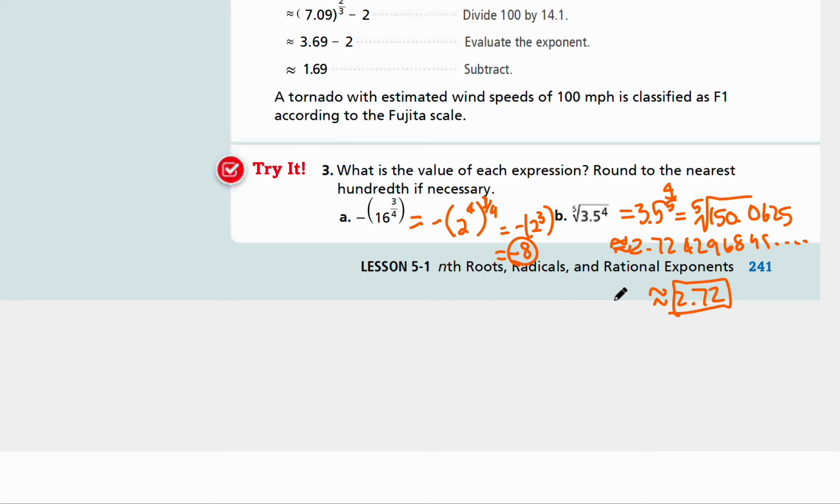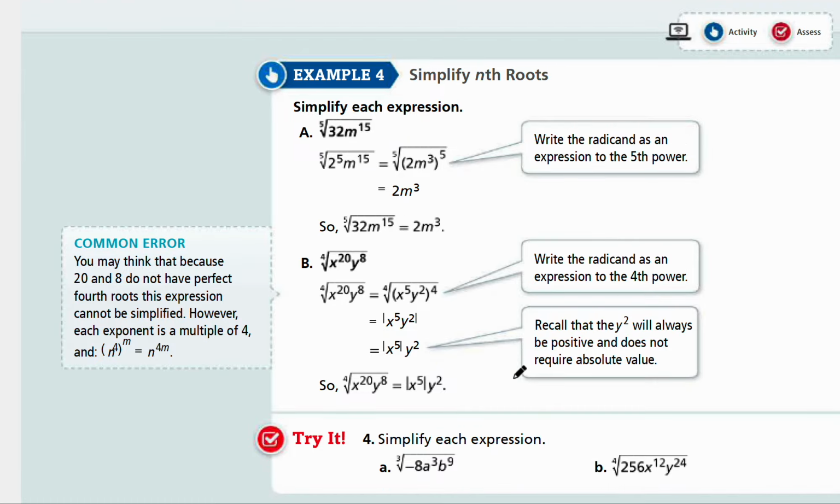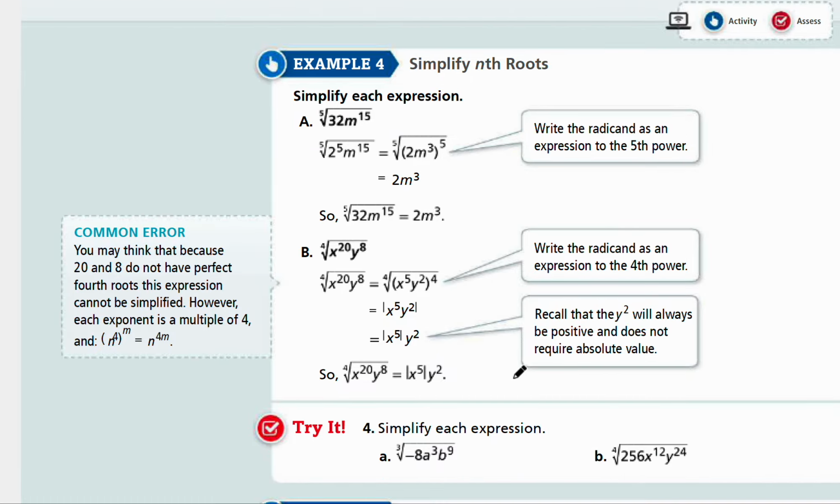Okay, good. So that was example 3 and try 3, the application part. Let's continue with example 4, simplifying nth root. How do we simplify expressions with nth root? So let's look at examples in part A and B. Fifth root of 32m to the power 15.